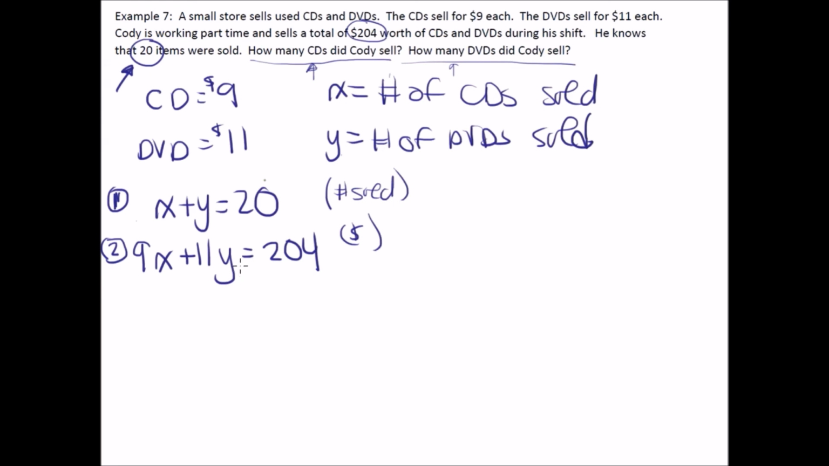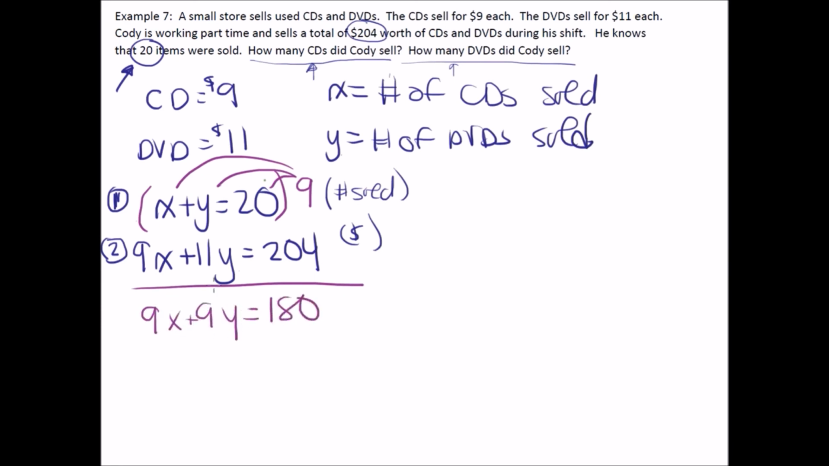Okay, so because we're under the elimination part of this unit, let's actually go ahead and use elimination to solve for this. Okay, so we can make multiples of 1 to equal 2. So let's multiply 1 by 9. And then the x's will be the same. So we're going to have 9x + 9y = 180. And then we still have 9x + 11y = 204.